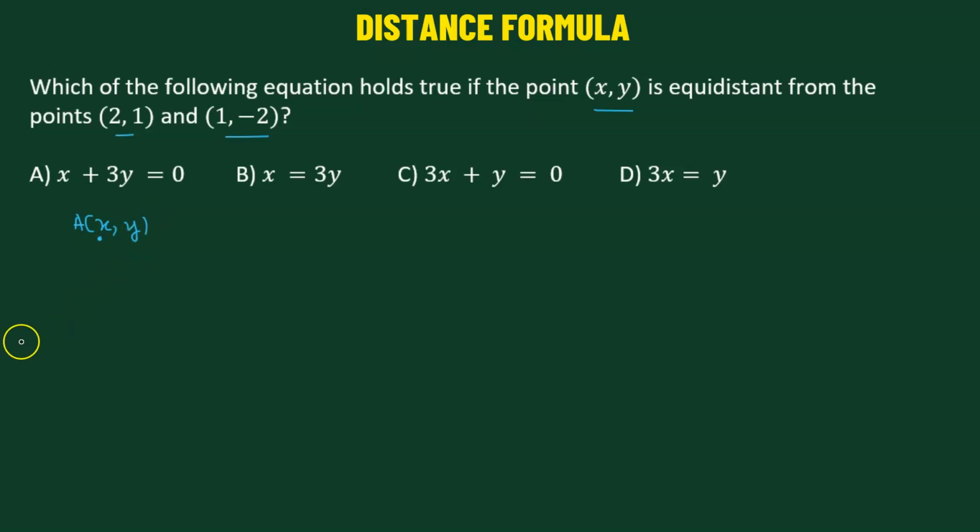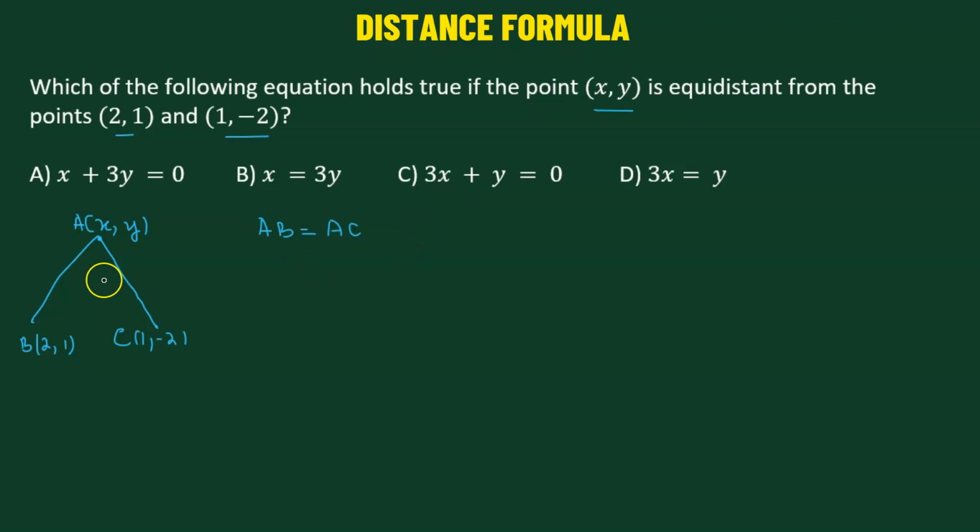And then we have another point B with coordinate 2, positive 1 and the other with coordinate 1, negative 2. It's given here that if we join point A and point B, and we join point A and point C, then AB is going to be equal to AC, because the point A is equidistant from both B and C. So this is given to us. Now, using this information, we need to find out which of the following equations holds true.